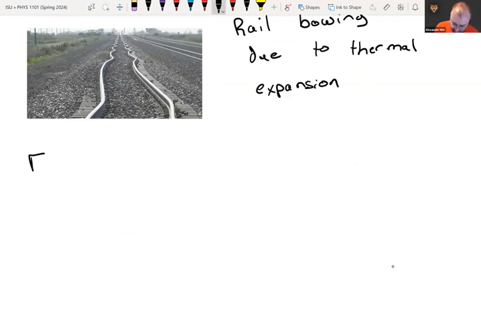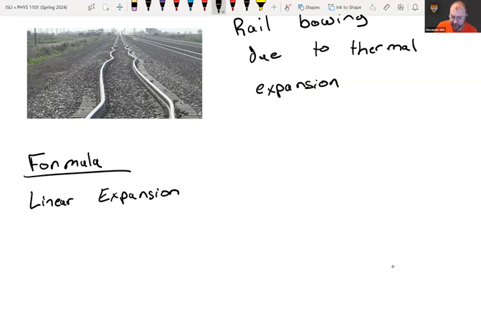So, the formula. There are two that we're going to be using. One is for linear expansion. This tends to be for solid objects. It's true that any solid object has three dimensions and will thermally expand in all of those directions.